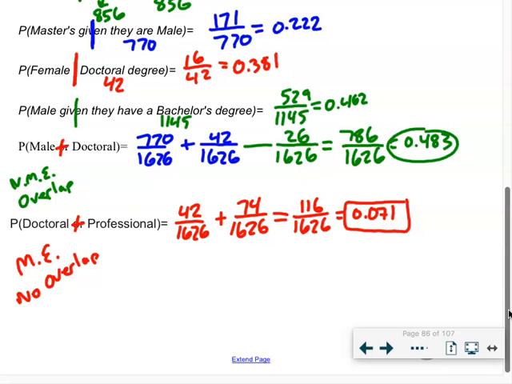So the OR problems, you do have to do it the way we talked about earlier this chapter. Is there overlap? Is it possible to be both a male and have a doctorate degree? If you can be both, you have to subtract how many people are both.